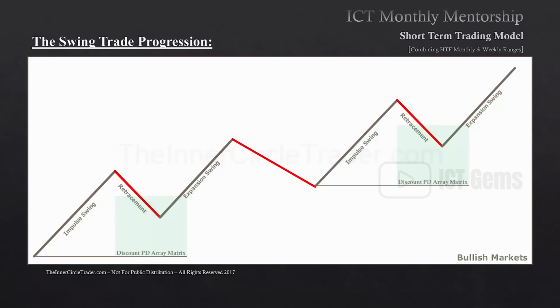Each one of these price legs has an impulse leg, and it has a retracement, then it has an expansion swing. Inside of each individual impulse swing, there could be smaller impulse and expansion swings. Each expansion swing, again, just like we saw in the impulse swing, could be broken down to a smaller time frame, seeing its own individual unique impulse swing and expansion swing. And this is repeated throughout the entire fractal that is seen in price.